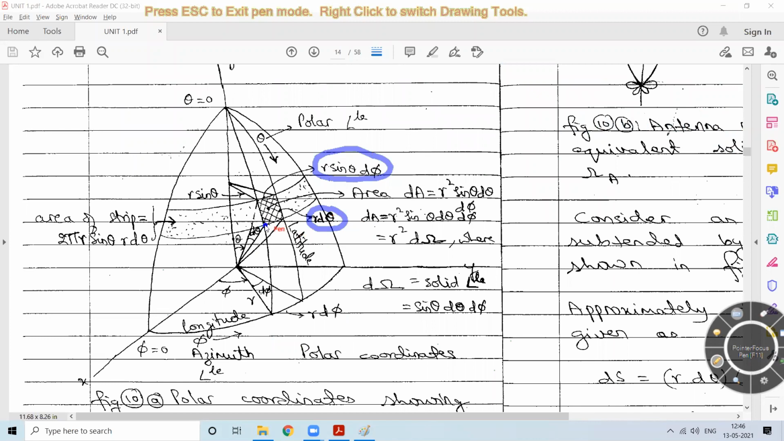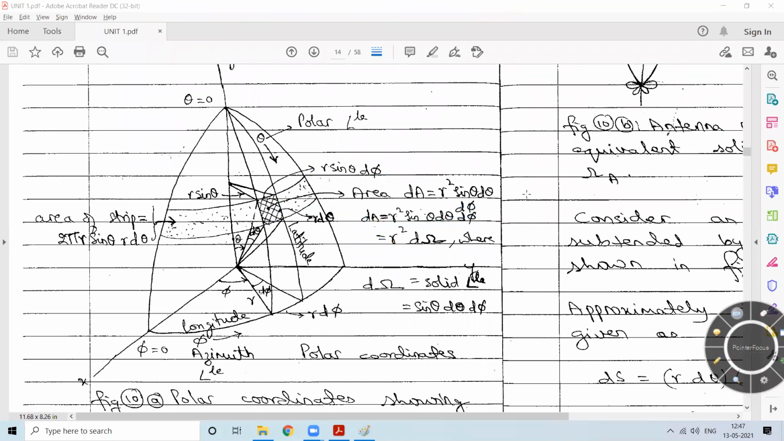Once we know the sides of this square box, the elemental area is nothing but r into delta theta into r sine theta d phi. The multiplication of these two sides will give you the elemental area. It is noted as ds or sometimes dA. So this small elemental surface area will be given by r into delta theta into r sine theta d phi. When I simplify it, this is what I'll be getting: r square sine theta d phi.